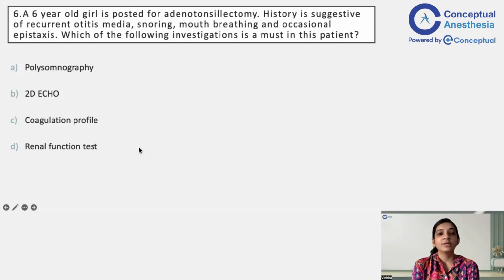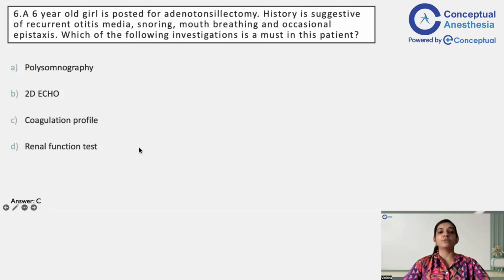Next question. A 6-year-old girl is posted for adenotonsillectomy. History is suggestive of recurrent otitis media, snoring, mouth breathing, and occasional epistaxis. Which of the following investigations is a must in this patient? Polysomnography, 2D echo, coagulation profile, or renal function test? The correct answer here is C, that is coagulation profile.